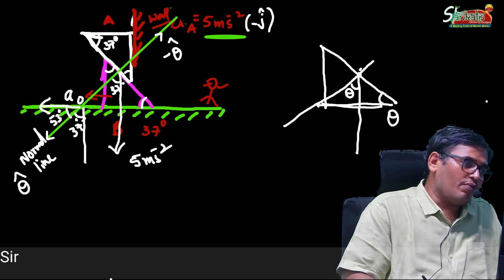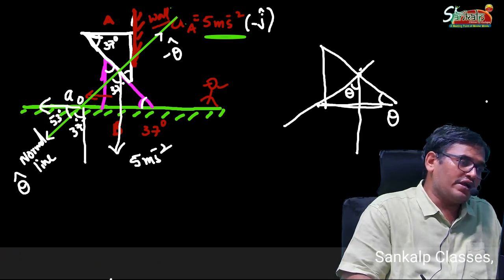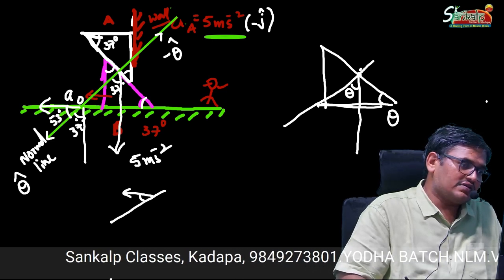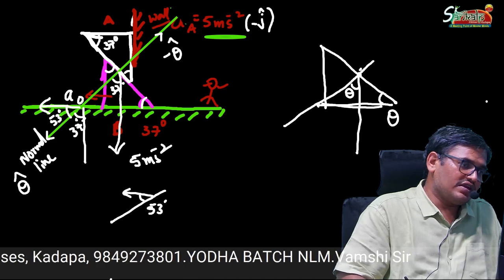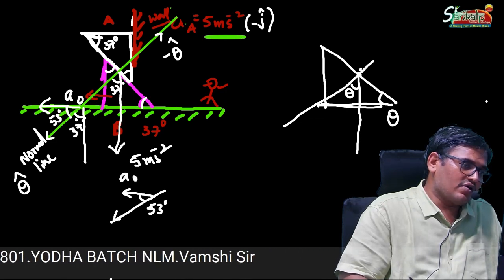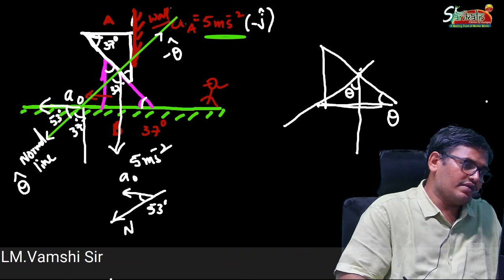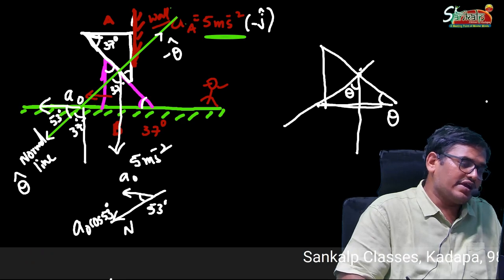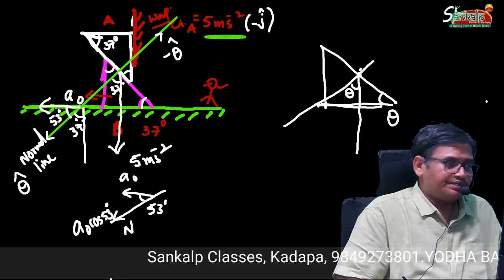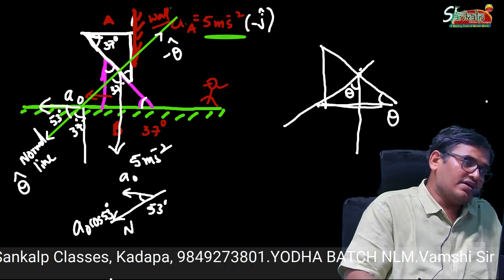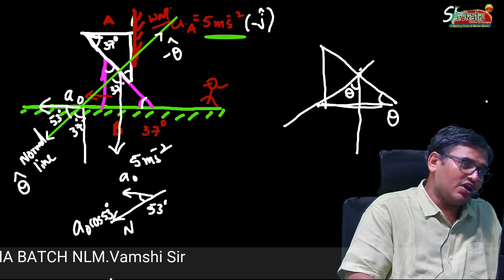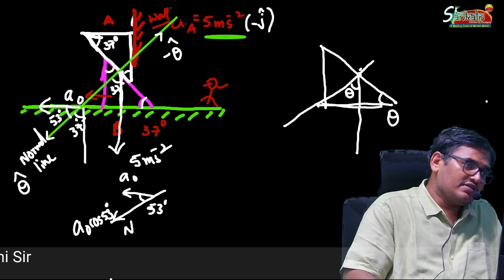Now, the a naught component along the normal. What does a naught component along the normal mean? A naught is like this, the normal is like this, and this is 53 degrees. This is a naught. What is its component along the normal? a naught cos 53. Is it clear or not? In the same way, what is the component of acceleration of wedge A along the normal? This is phi. What angle is it making with the normal?